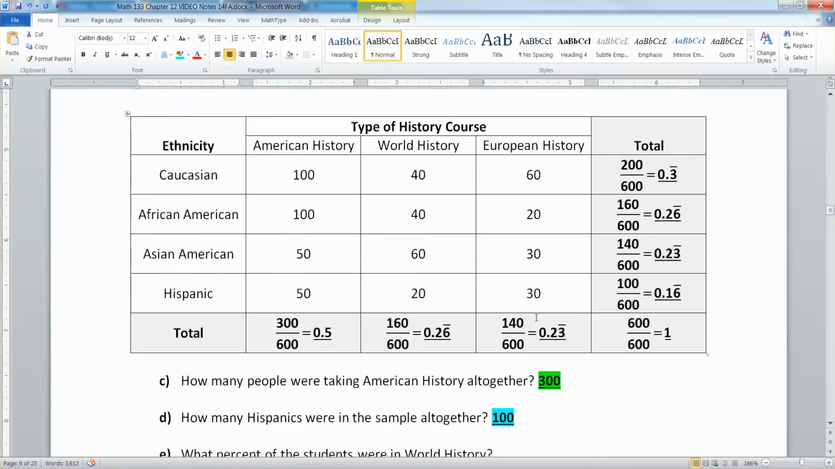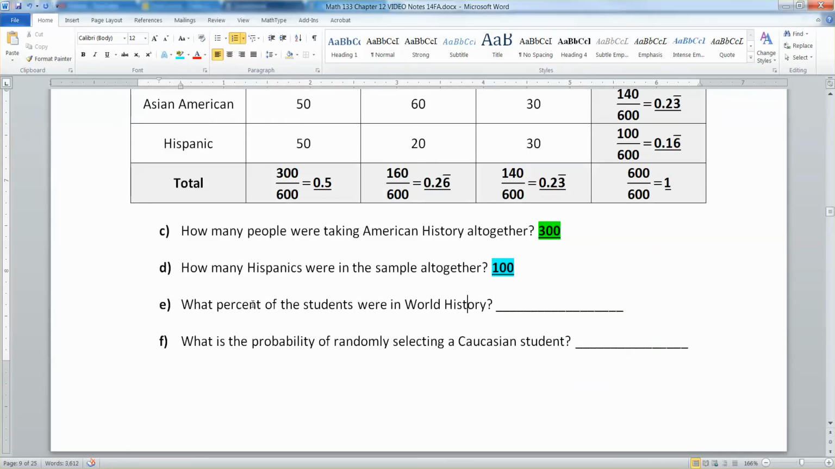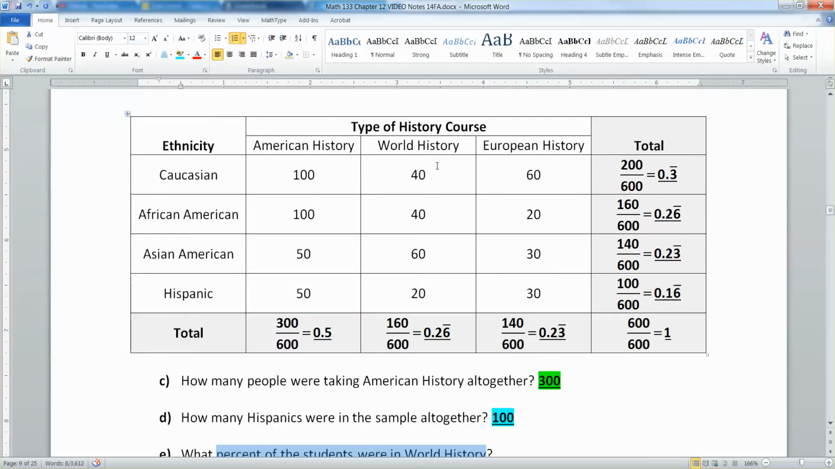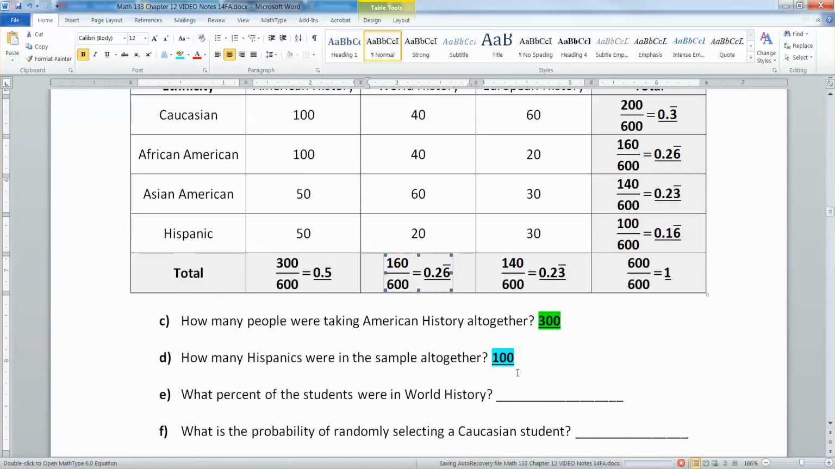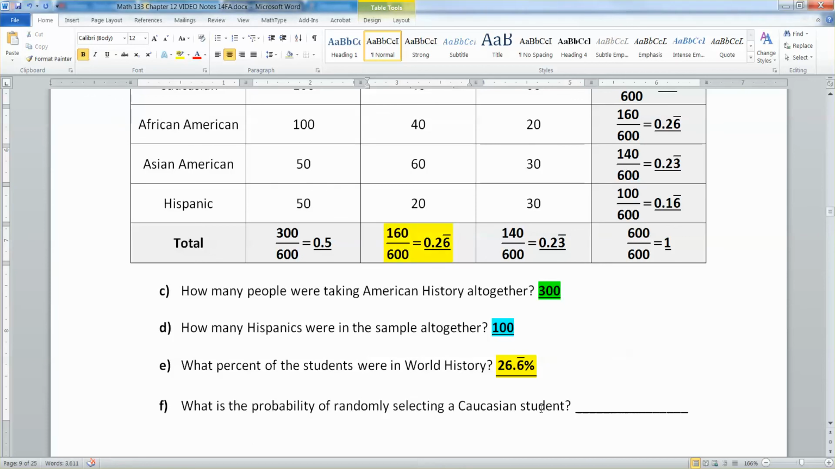All right, now the relative frequency will answer what percent or what probability. So what percent of the students were in world history? So world history is this column right here, 26.6% or 26.7% were in that class. There we go. And I get that from this part right here. So it's 26.6 repeating percent.